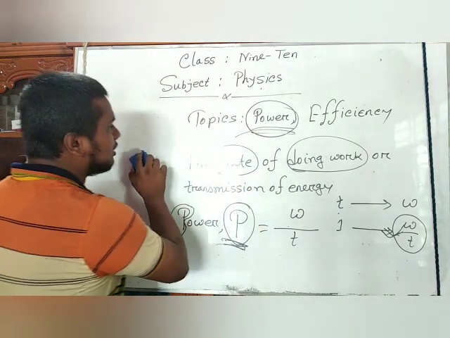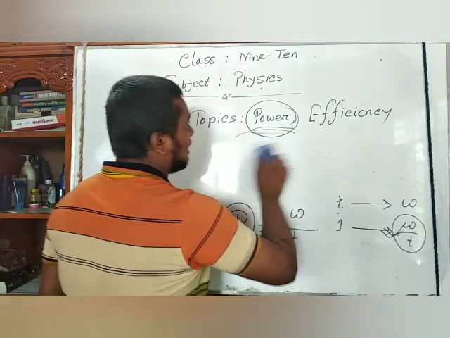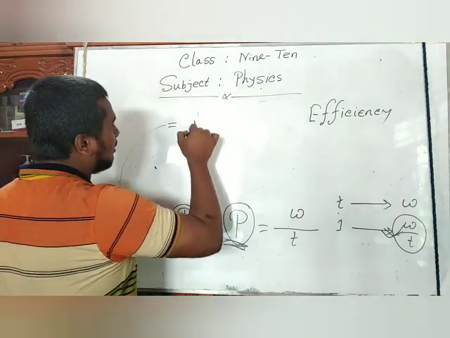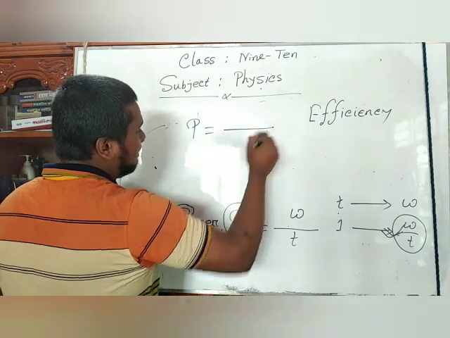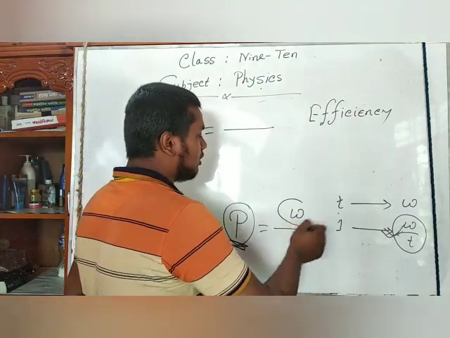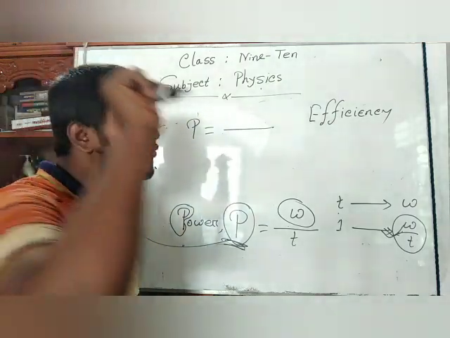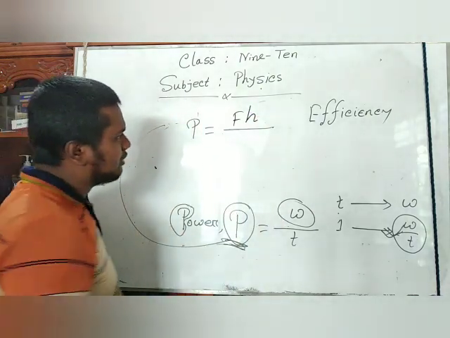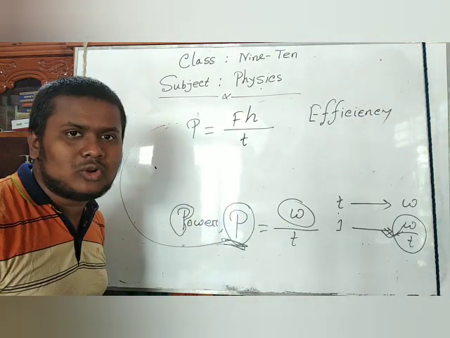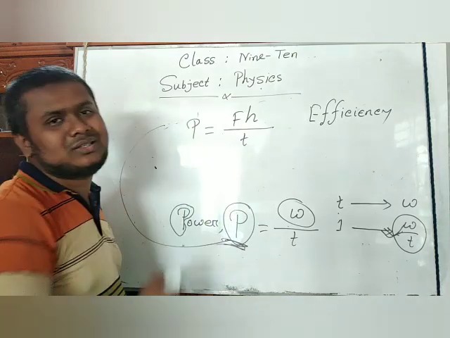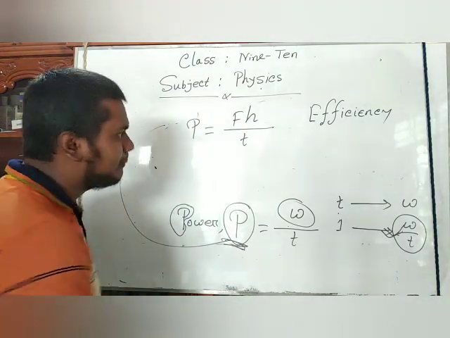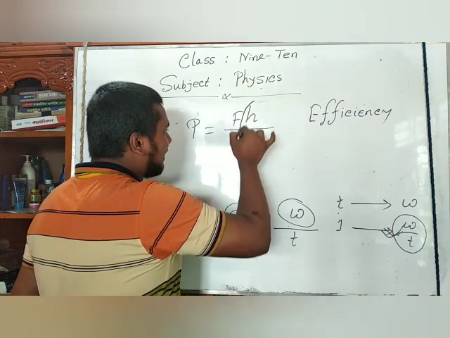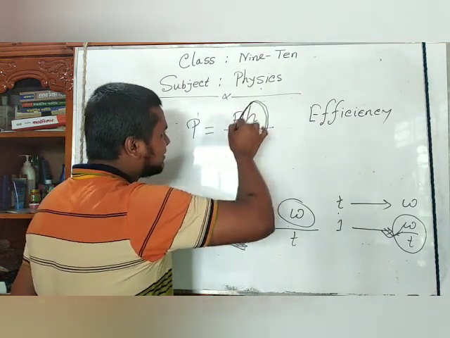Please listen to me carefully. Dear students, we know that power P equals W divided by T. But the work done W equals what? You know from the first lecture that W equals F times s. Then the other formula is P equals F s divided by T. Dear friends, this is another formula of power. Dear students, you know that s divided by T. What is this? s divided by T.